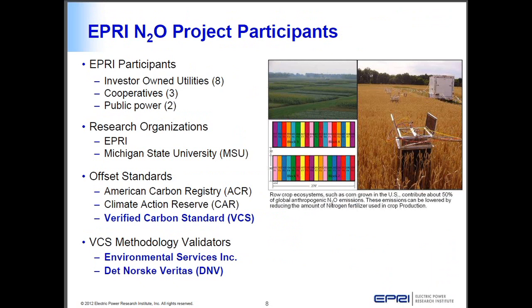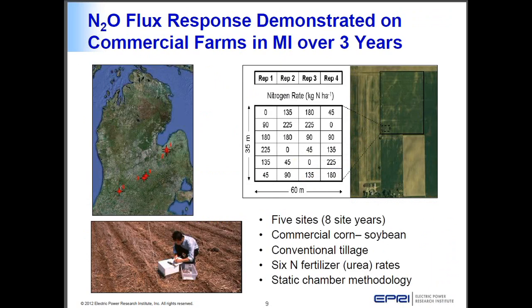Can I have the next slide? What you see here very briefly is the work that we did on actual on-farm sites. We did 5 sites, 8 site years in different parts of Michigan. These were lands growing corn or corn and soybeans, using conventional tillage, with 6 different nitrogen fertilization rates. They used what's called a static chamber methodology, where graduate students, an army of them, went out into the fields at particular times and under particular conditions, and placed a box or a bucket over the growing corn, took out a gas sample, and that gas sample was then analyzed in Dr. Robertson's lab, and the N2O fluxes were measured there.